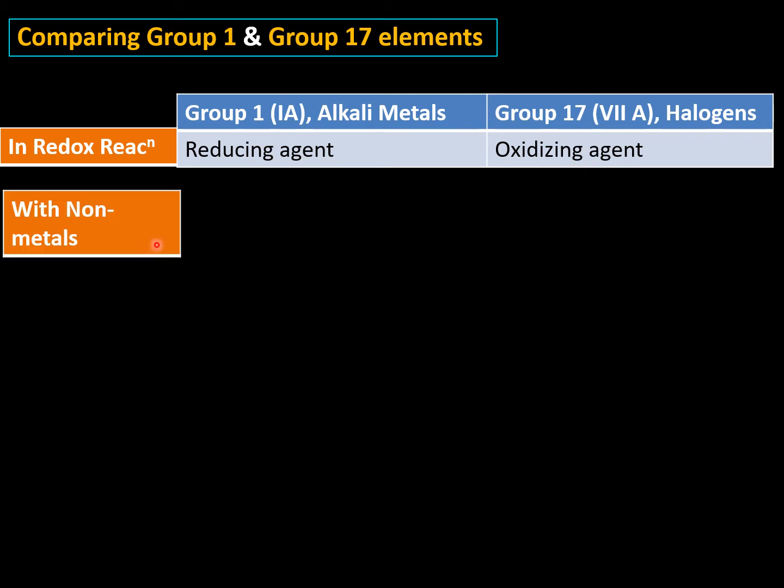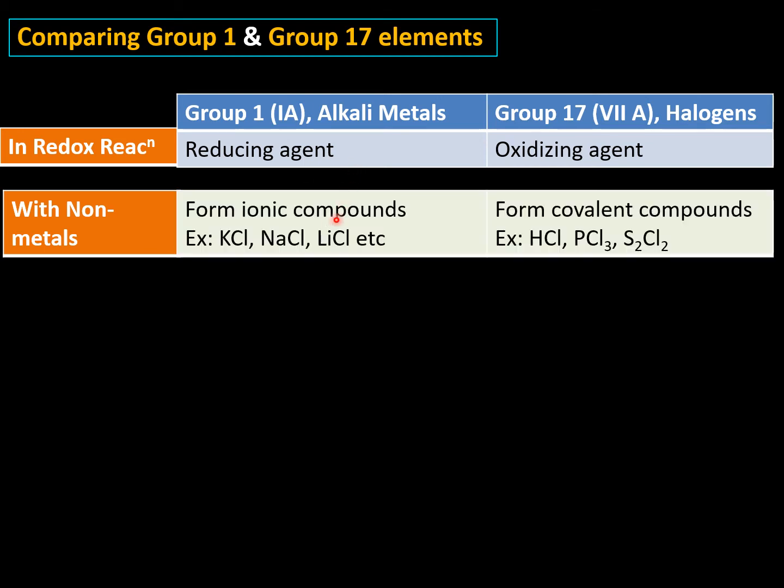With nonmetals, group 1 elements form ionic compounds. Example, potassium chloride, sodium chloride, lithium chloride, etc. Group 17 elements form covalent compounds with nonmetals. Example, hydrogen chloride, PCl3, S2Cl2, etc.